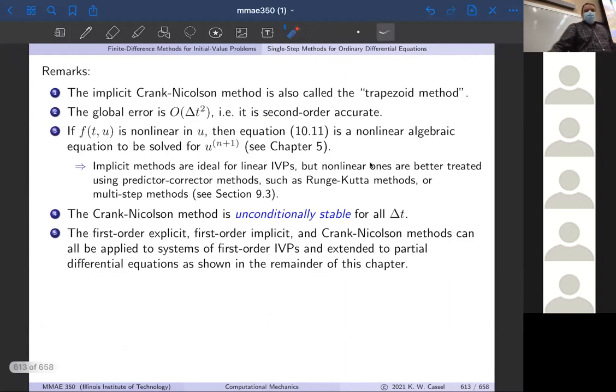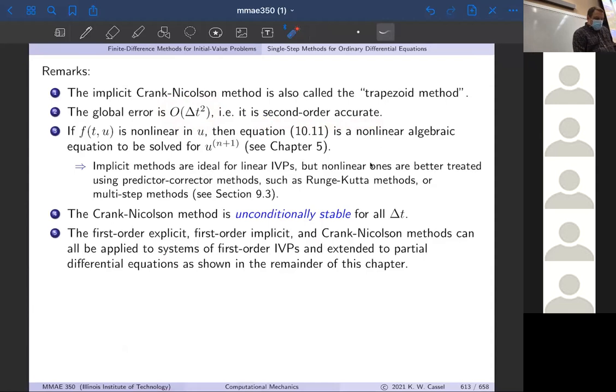So I'm not going to go through the stability analysis for this, but I will tell you what the result is. So first of all, just terminology, as I said, many call this the trapezoid method. Sounds like the method that we used for numerical integration. It's not the same, although it's similar, it's kind of related. So it's partly why I prefer Crank-Nicolson, because then there's no confusion. The global error is order delta t squared. So it is indeed second order accurate. So it's second order accurate, check. What about stability? Well, we'll get to that in a moment.